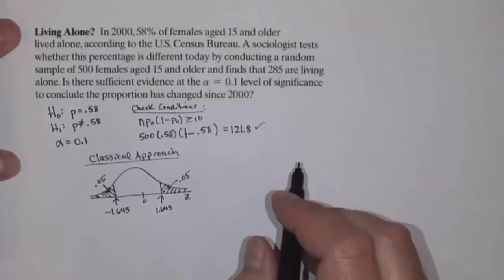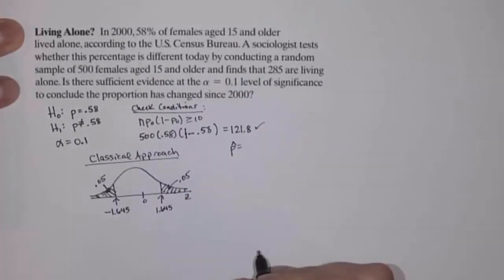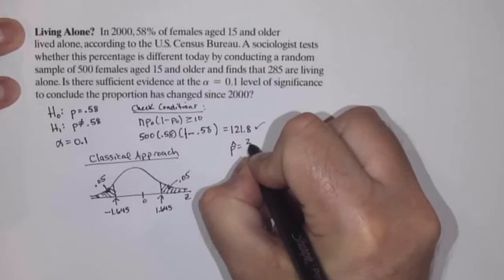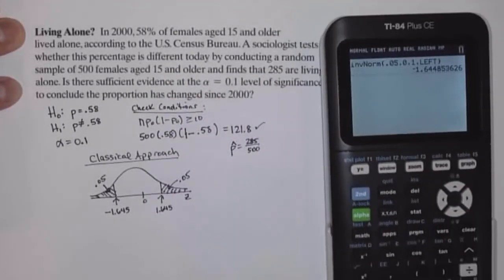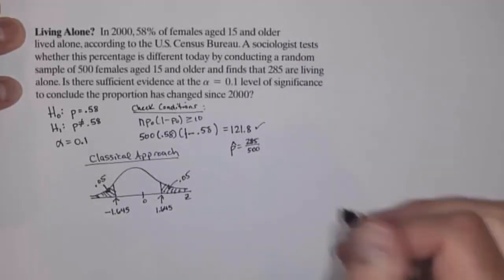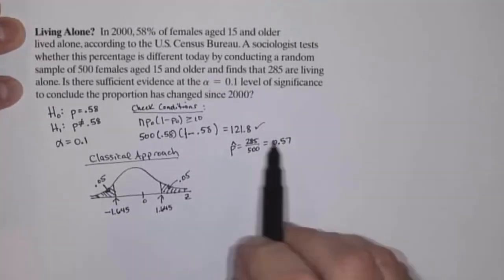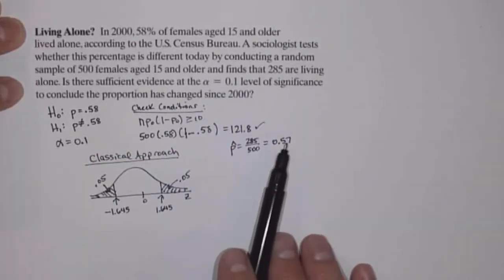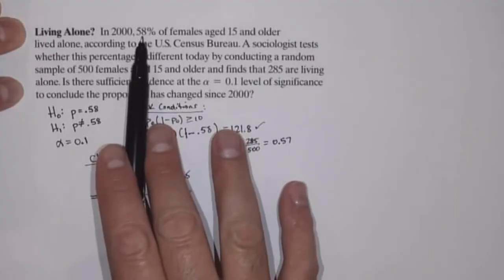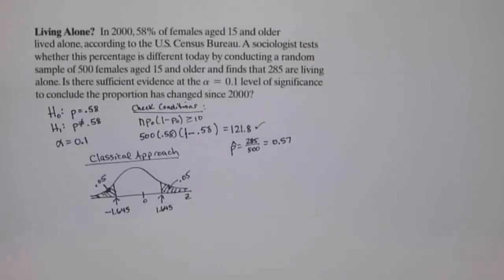So I have my figure drawn with the critical regions drawn. Next, I need to calculate z naught, my test statistic. But to calculate that, I need to know what p hat is. Well, p hat was 285 out of 500. 285 out of 500, that is 0.57. That's 57%. So that is different from the 58%, but the question is, is that statistically significant? Does that indicate that the 58% is no longer true, or is that perhaps just because of variability in samples?